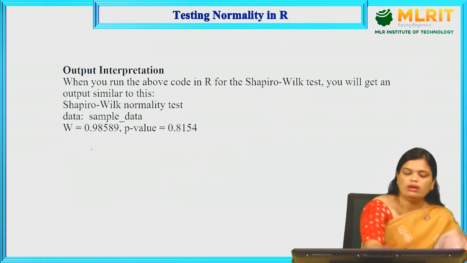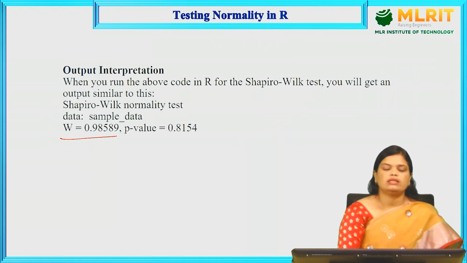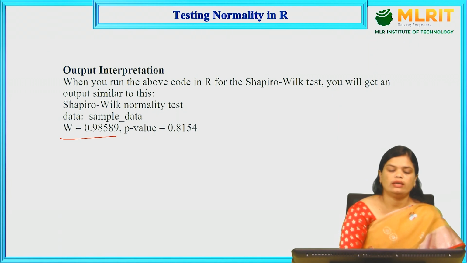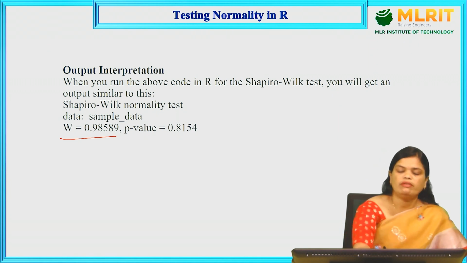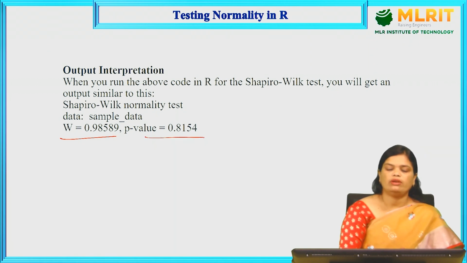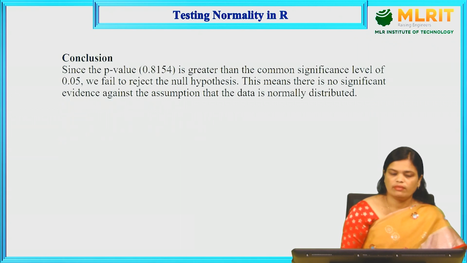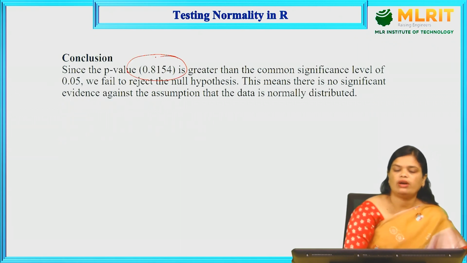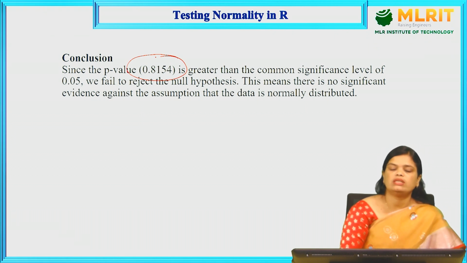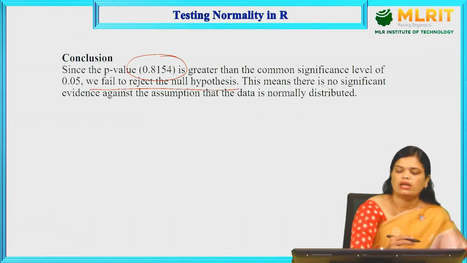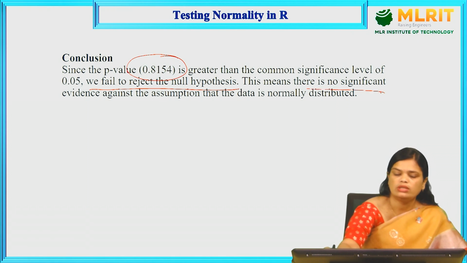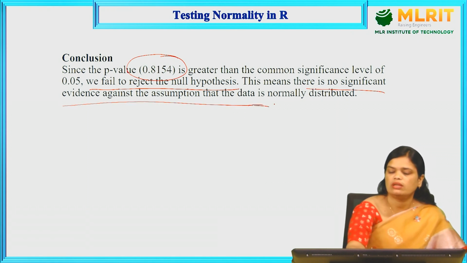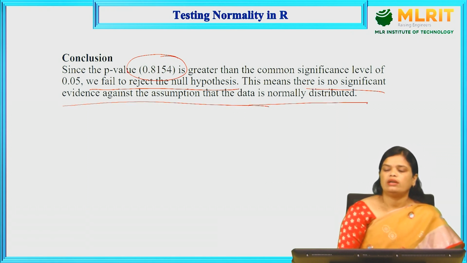Here, the W value I have got is 0.98589, and the p value I have got is 0.8159. In the conclusion, since the p value 0.8159 is greater than the common significance level of 0.05, we fail to reject the null hypothesis. This means there is no significant evidence against the assumption that the data is normally distributed.